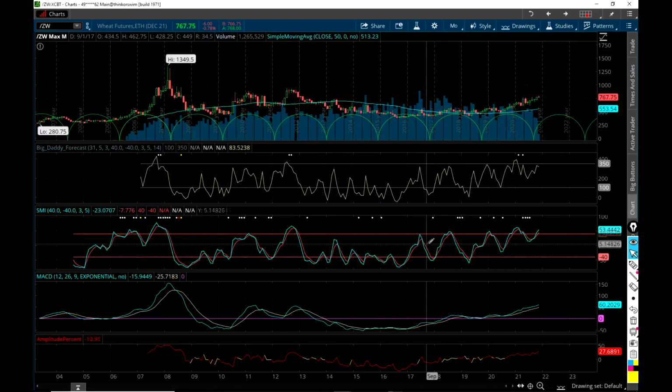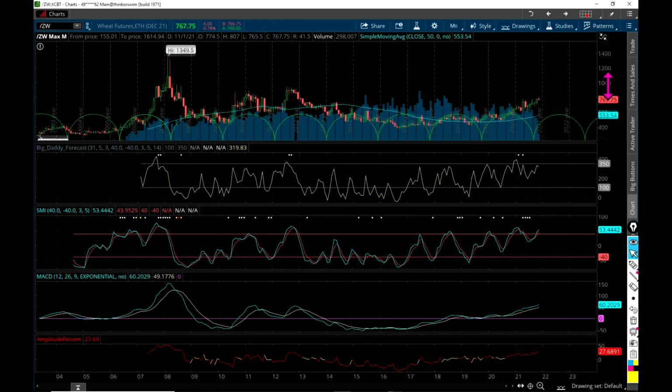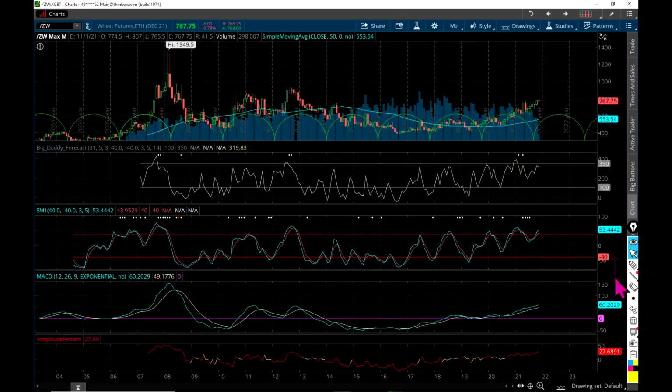I always like to look at different time frames, guys. It's really important to look at different time frames. Wheat's been on fire all the way since the middle of 2019. It's just been coming up, trading well above the 50-month moving average. Just trading well above it.